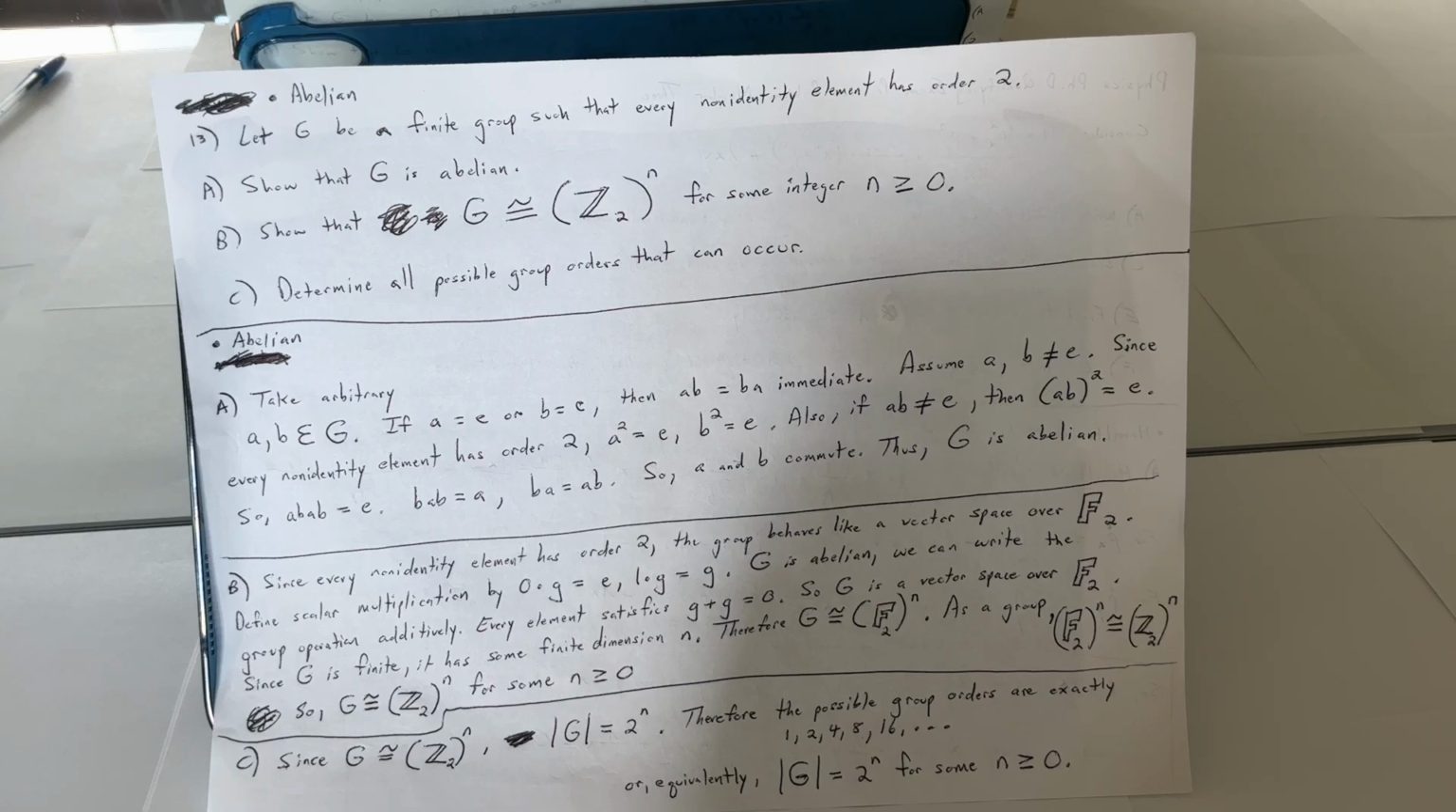And for part C, determine all possible group orders that can occur. Since G is isomorphic to Z2 to the n, the order of G equals 2 to the n. And therefore the possible group orders are exactly 1, 2, 4, 8, and 16, and so on. Or equivalently, the order of G equals 2 to the n for some n greater than or equal to 0. Okay, so that's all for the practice problems, and thank you very much and have a great day.